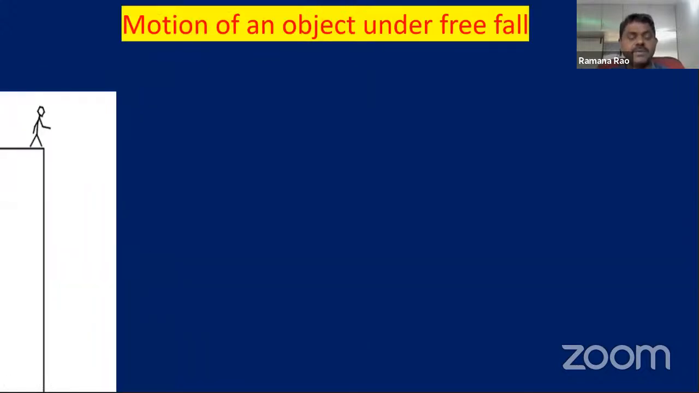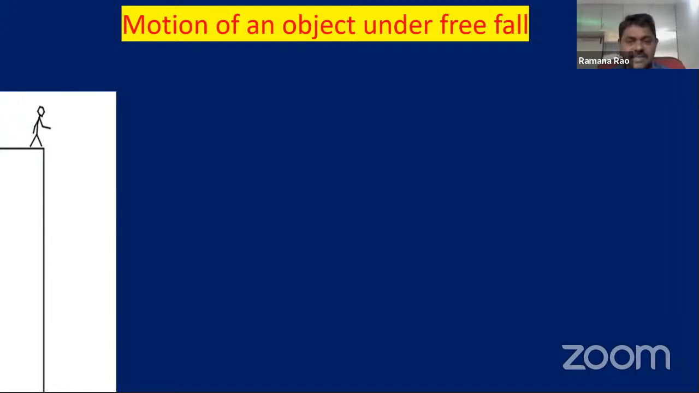Now coming to the detailed discussion of free fall. So, very, very important discussion: the motion of an object under free fall. How is the motion going to be described for a body when it is freely falling? First we have to know what is actually a free fall. So what is actually a free fall?